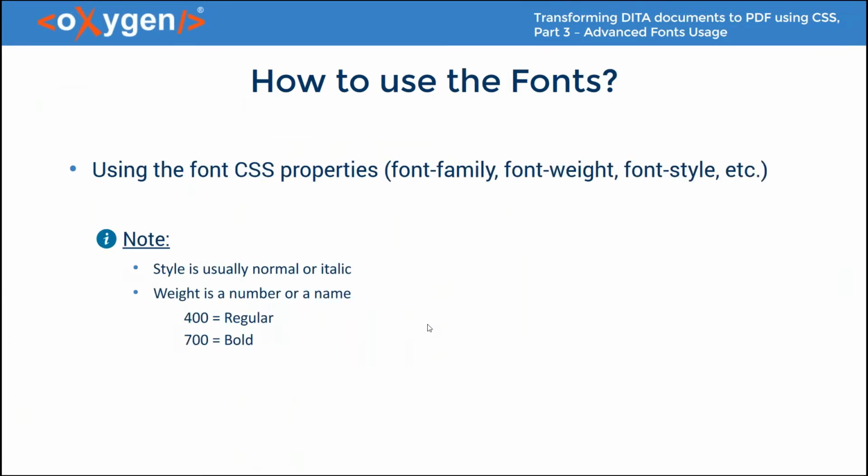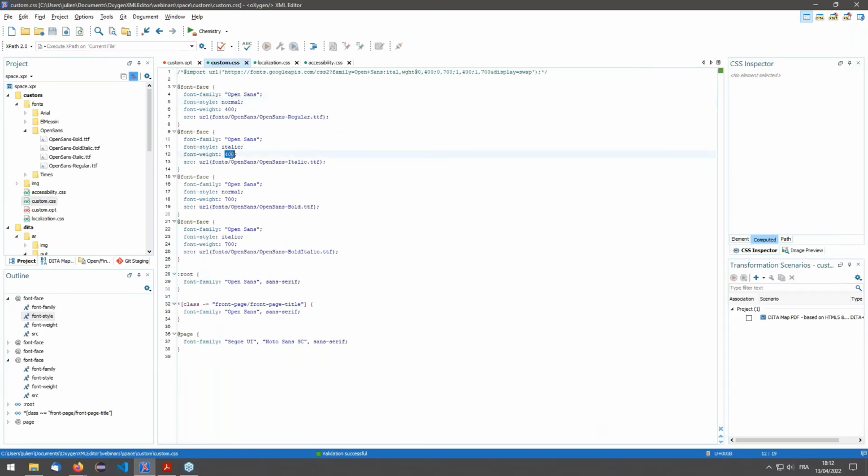Once all my fonts are imported or declared, how do I use them? I just need to use the font properties I presented at the beginning of this webinar. A small precision here, the font style is usually normal or italic, and the weight is usually numbers or names. So back in my example, you have seen that I use 400 and 700. They are just the correspondence for regular and for bold.